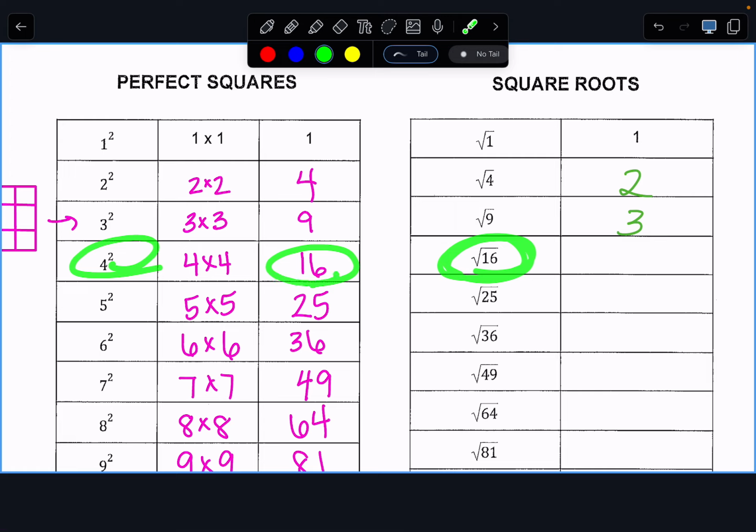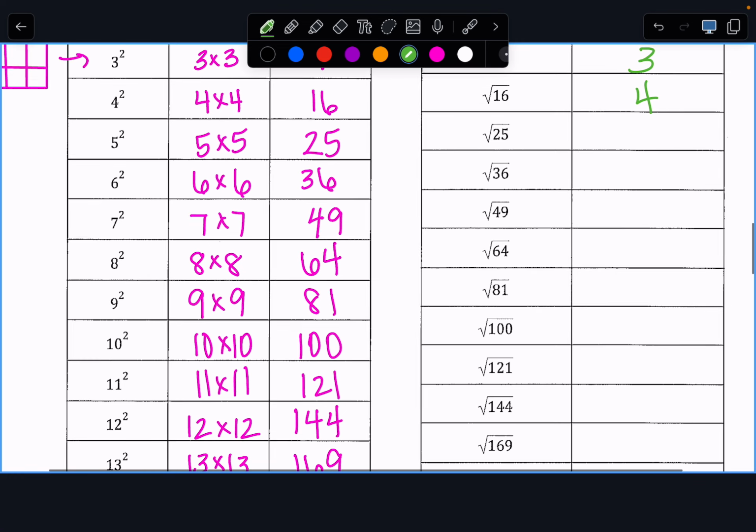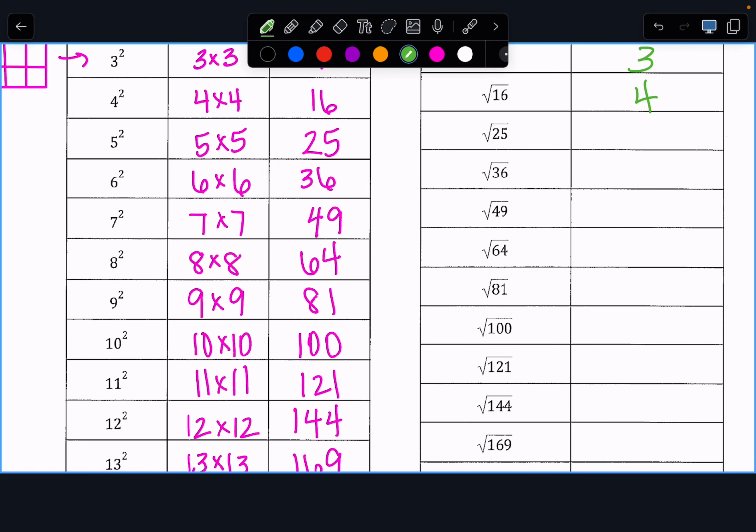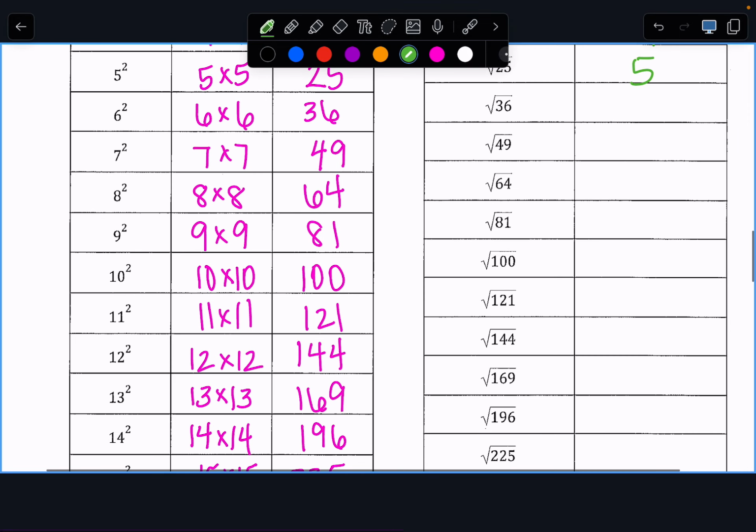How about the square root of 16? Since 4 squared is 16, the square root of 16 is 4. This is why I need you to know these numbers. Since 5 squared is 25, the square root of 25 is 5. Some of you are figuring out the pattern, right?